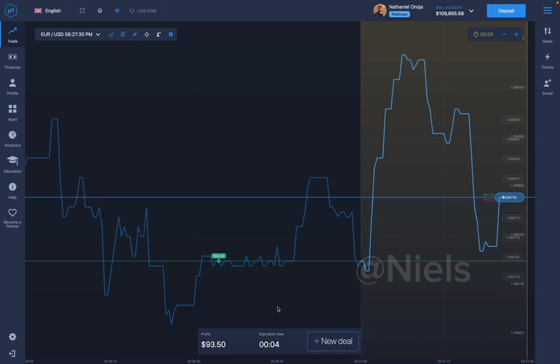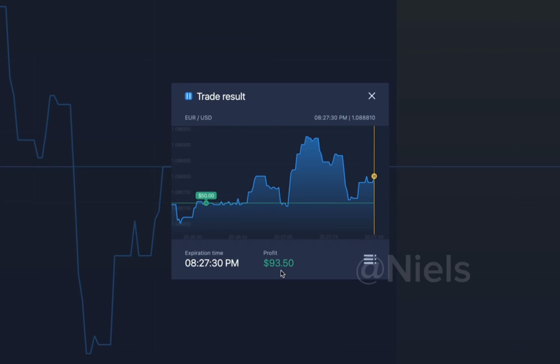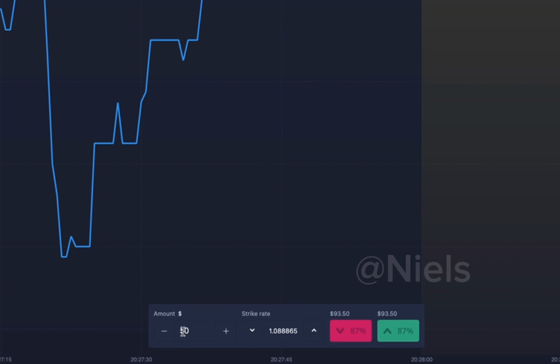We have less than 5 seconds, 3 seconds to definitely winning this trade. Of course, we want this one. You can see 93 in profit. Now, below the screen, you can see where amount is.